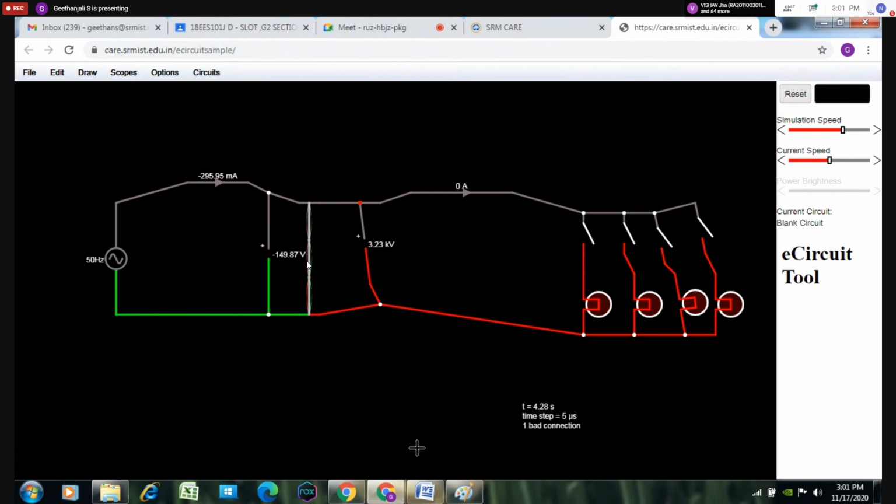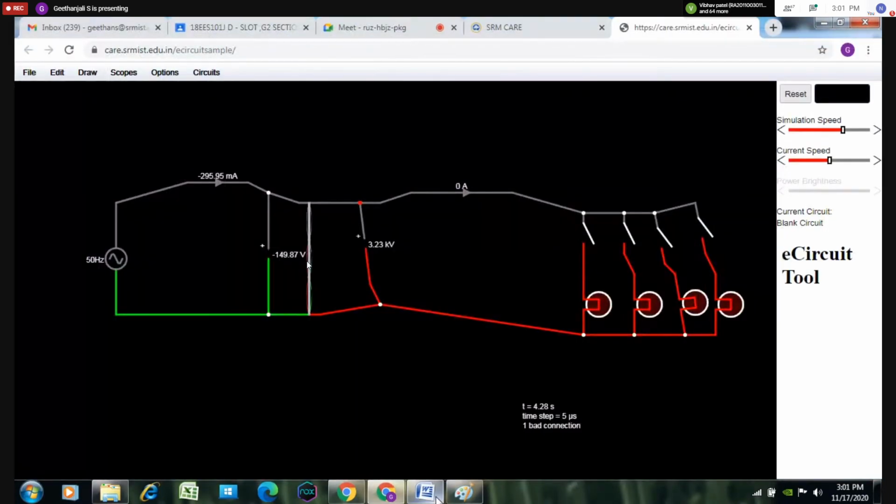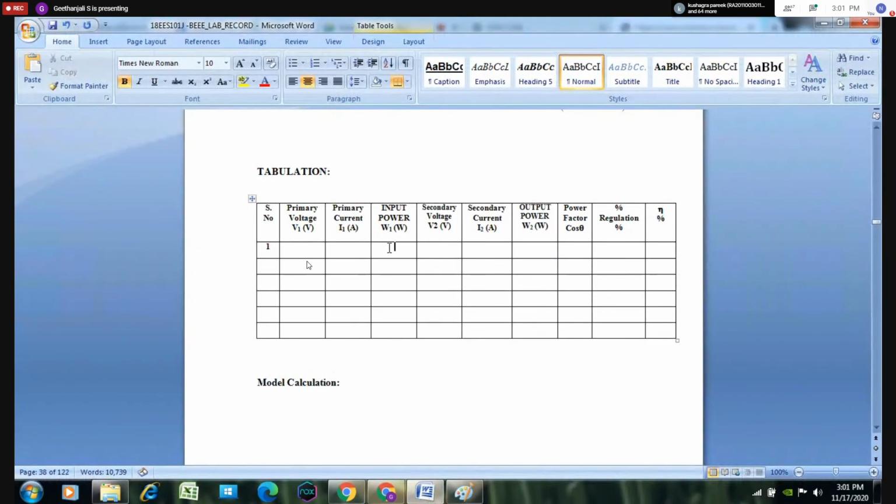All of you fill the tabular column. This is the tabular column, right? So the V1 is... listen, you convert this into ampere, and this is the current I1. I1 into V1, what is the value? 44.354. So your current should be in ampere. Don't take the value in milliampere.